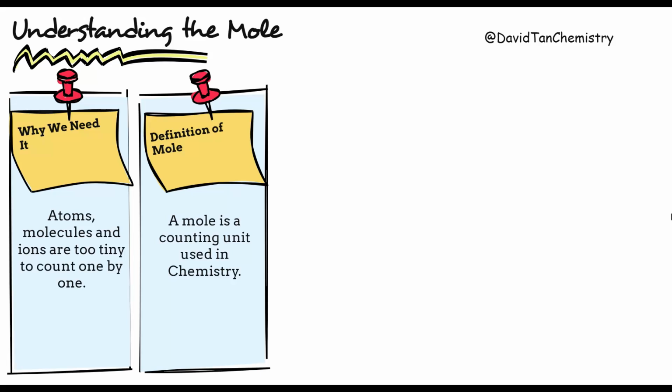So, chemists use a special counting unit called the mole. A mole is simply a counting unit used in chemistry. It tells us how many particles we are dealing with.